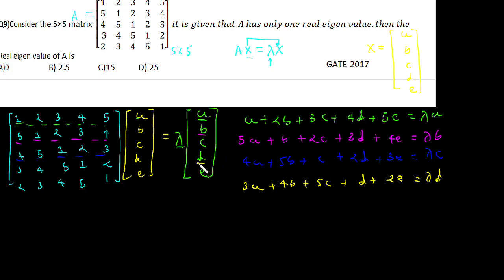Here we have to equate this element with the fourth row. Now we have only the last row, so let's multiply it with this eigenvector. So we are getting 2a plus 3b plus 4c plus 5d plus 1e, and we equate it to lambda times e.